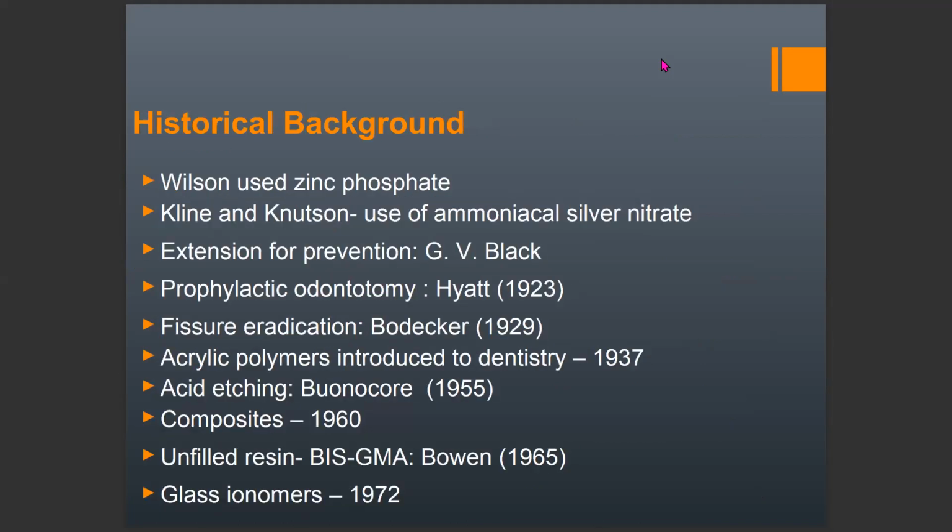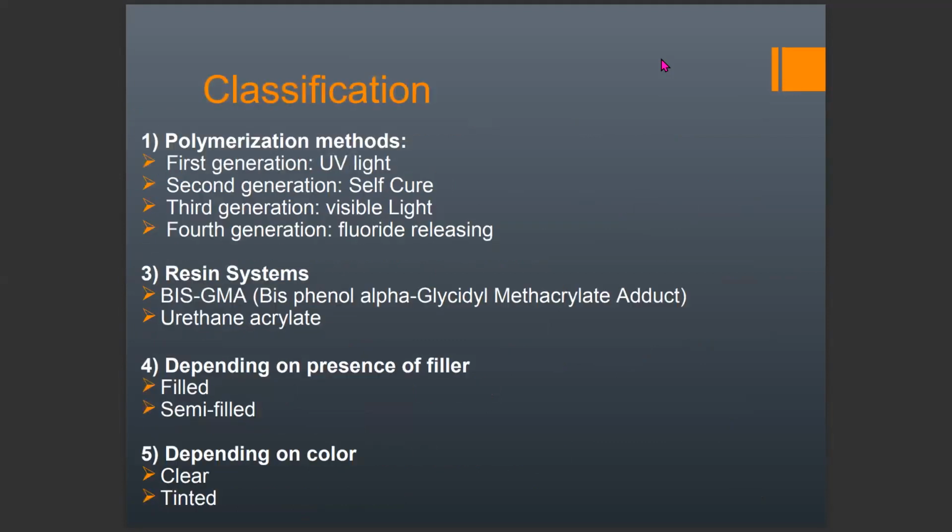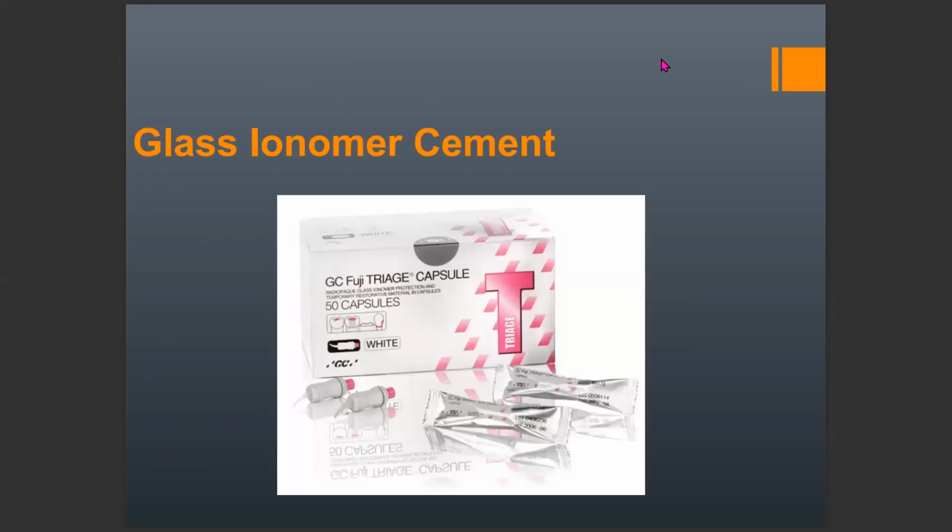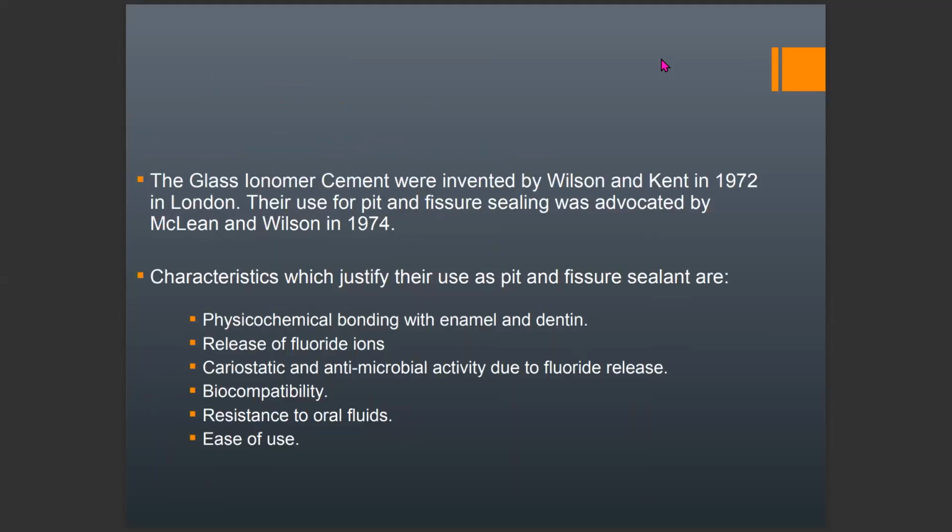buccal or lingual surfaces. Historical background shows that Pilchen used zinc phosphate, and Klein and Knudsen used ammonium silver nitrate. Extension of prevention was introduced by G.V. Black. Prophylactic odontomy was by Hayat, and many more. Classification includes polymerization methods, and resin systems depending on presence of fillers. Next is depending on the color. Glass ionomer is one of the most common forms of sealant used, which was invented by Wilson and Kent in 1972 in London.